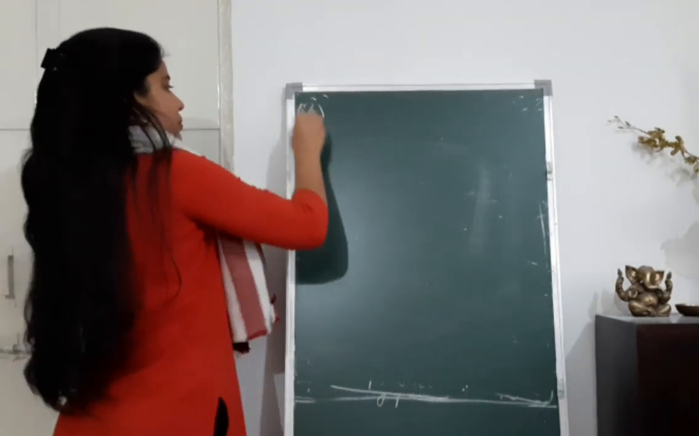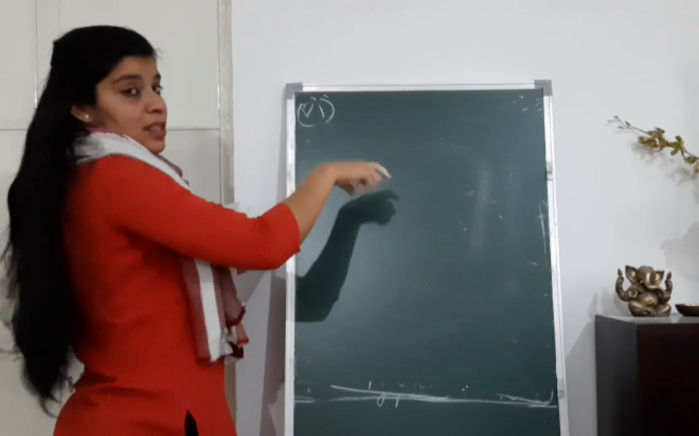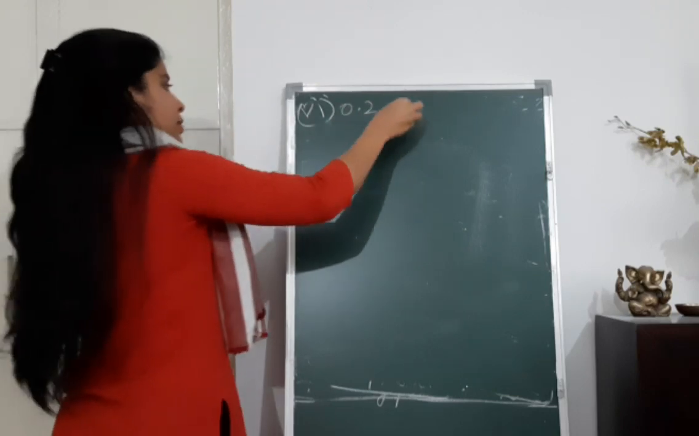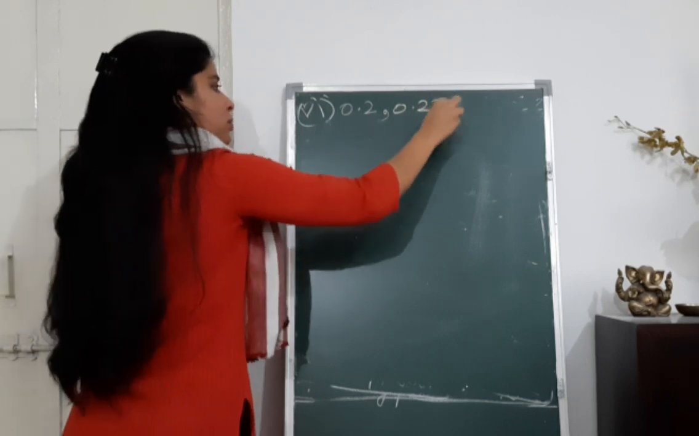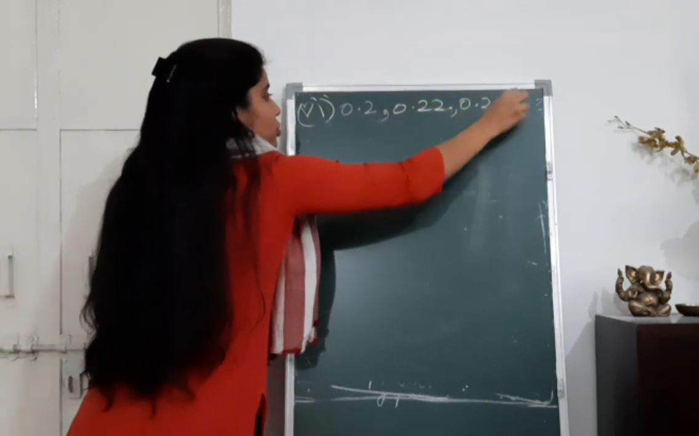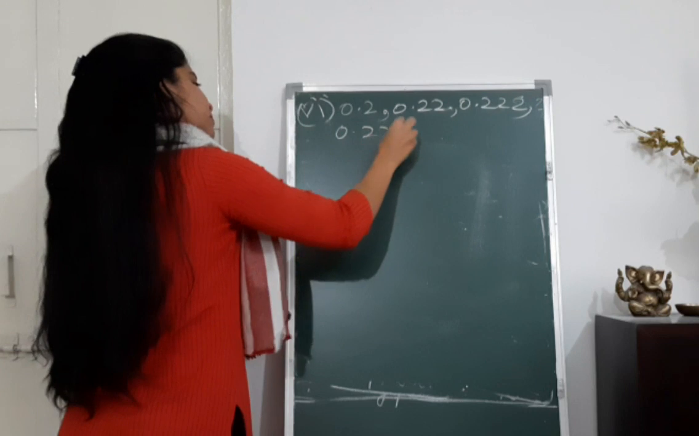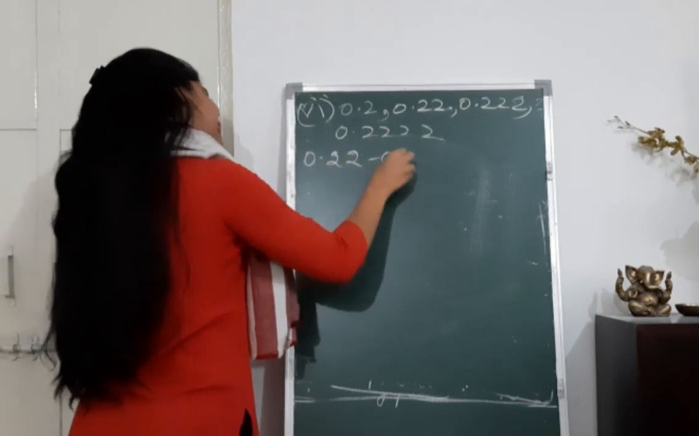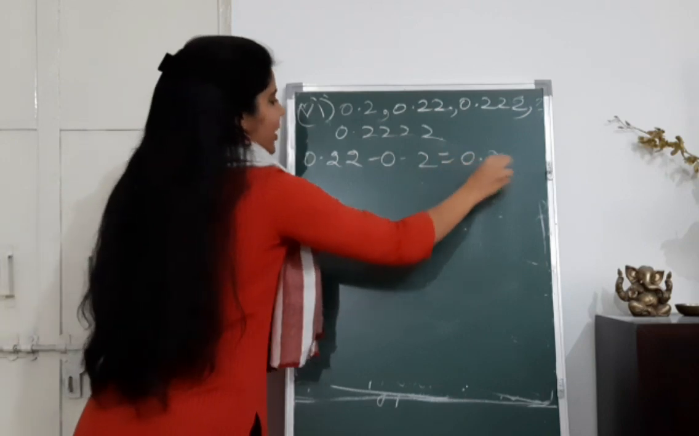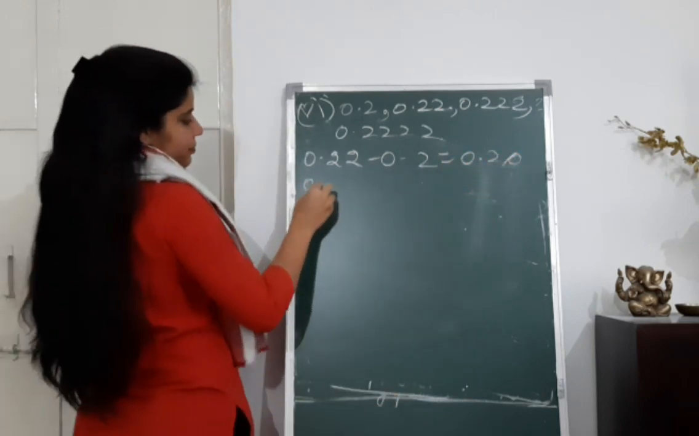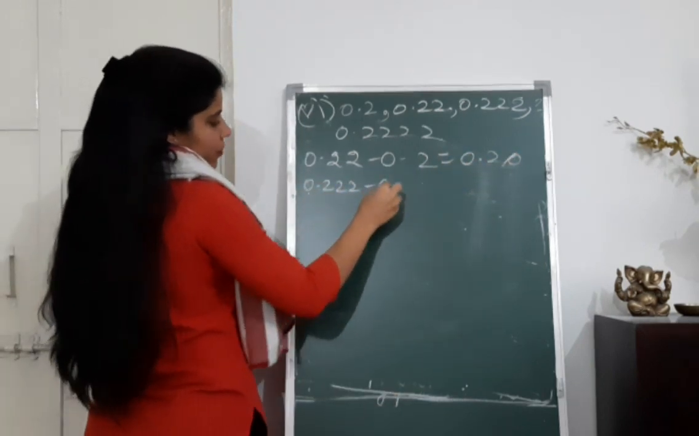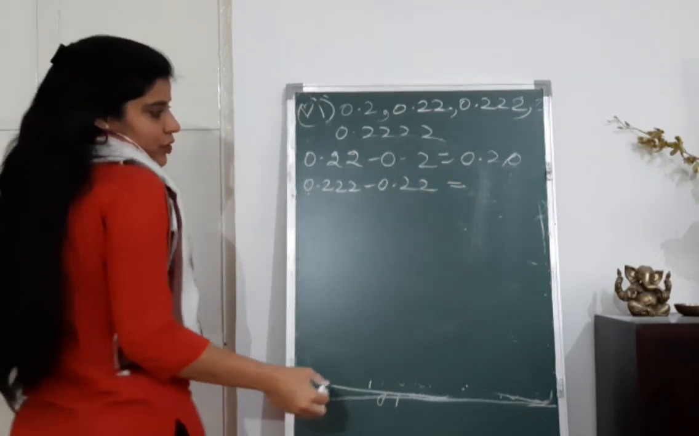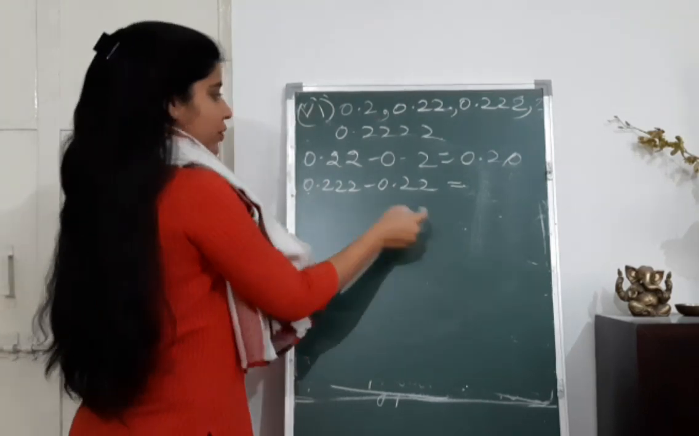Now sixth question. Sixth part of fourth question. 0.2, 0.22, 0.222. So now 0.22 minus 0.2 is nothing but 0.20. What this is going to be equals to? You can write it here.